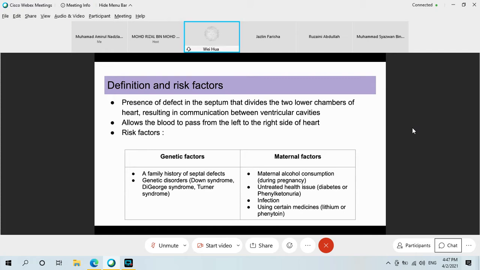For the risk factor, it is caused by the genetic factor and the maternal factor. Under the genetic factor, we have family history of septal defect, genetic disorders such as Down syndrome, DiGeorge syndrome, Turner syndrome, maybe some Patau syndrome or Edwards syndrome. For the maternal factor, we have maternal alcohol consumption during pregnancy, untreated conditions such as diabetes, phenylketonuria, infections, and also using certain medications such as lithium and phenytoin. Next slide.